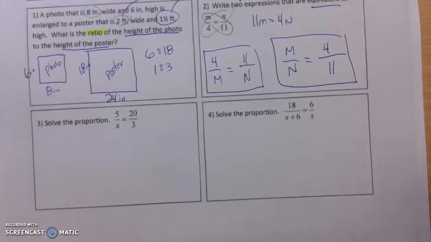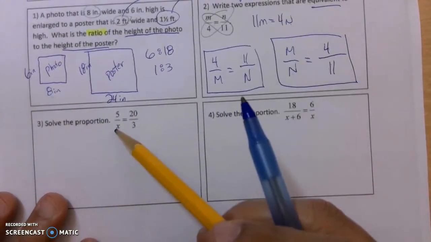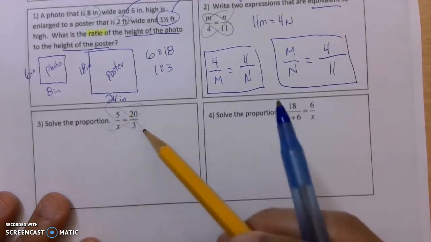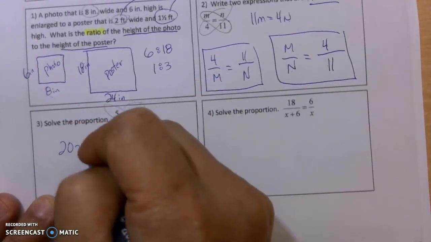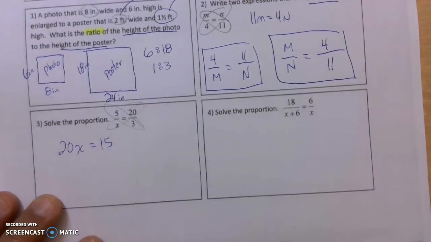Solve these proportions. So we're actually going to solve for x here. We're just going to cross-multiply this. This is x times 20, 20x. 5 times 3 is 15. 20x is equal to 15.